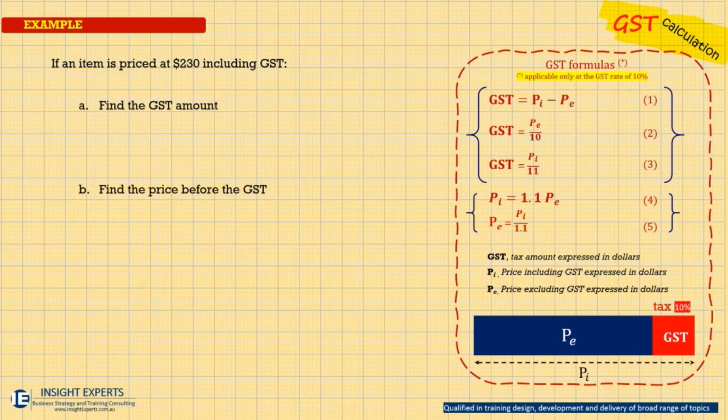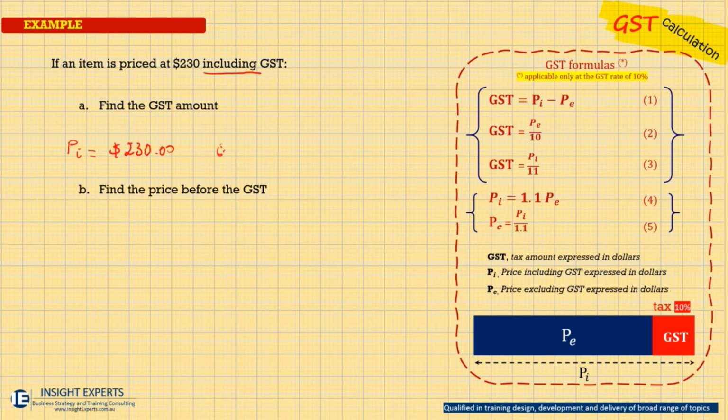Let's look at this example, problem solving. If an item is priced at $230 including GST, find the GST amount. So what do we have here? We have PI is equal to $230. And automatically I think of equation number 3 to find the GST amount.